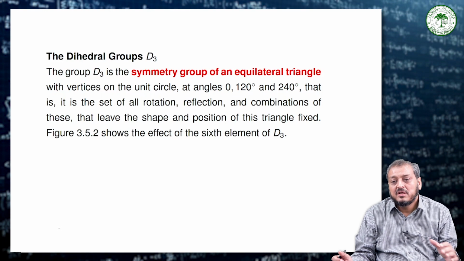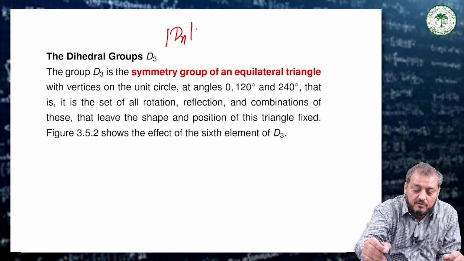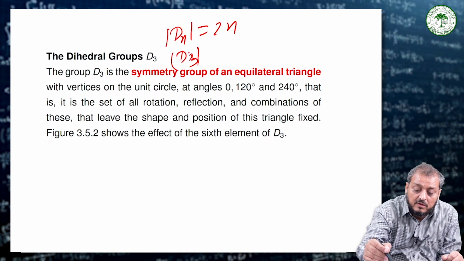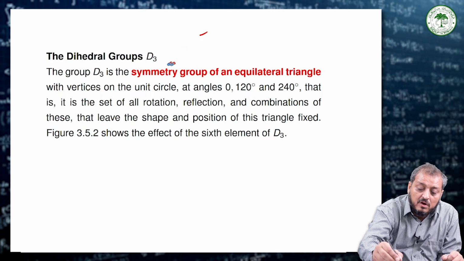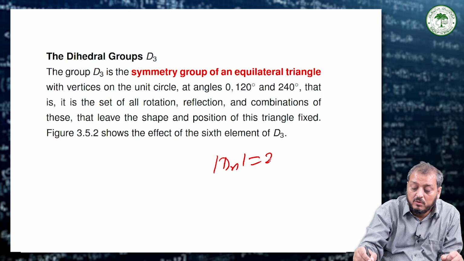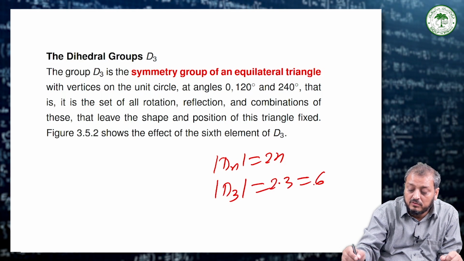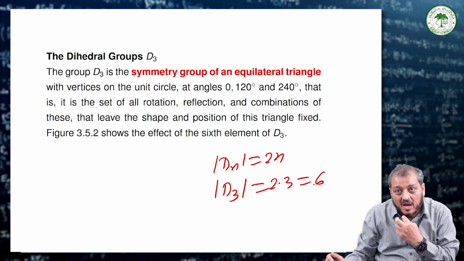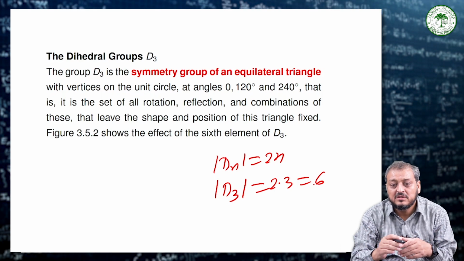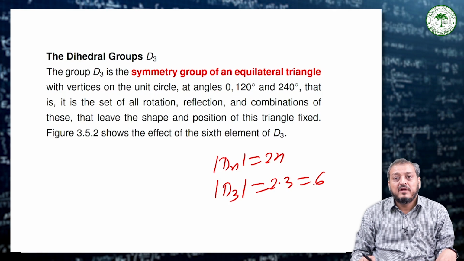6 elements of D3, because we already showed that the order of Dn is equal to 2n. So the order of D3 is 2 into 3, which is 6. So there are 6 elements: 3 rotations, and then we have reflections and the combination of a rotation and reflection.